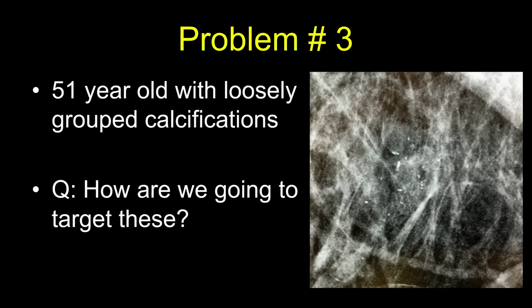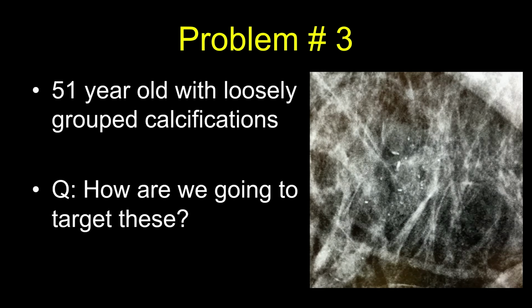Okay, so I love loosely grouped calcifications. Particularly sometimes you'll get referred a case where there are almost regional calcifications. The challenge with this is you need to figure out how you're going to target these, because as I said earlier, on the stereo pair, if you choose different calcifications on each of those images, you're going to end up with your depth being off. So how can you overcome this?